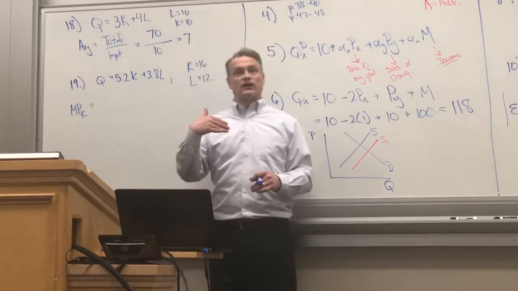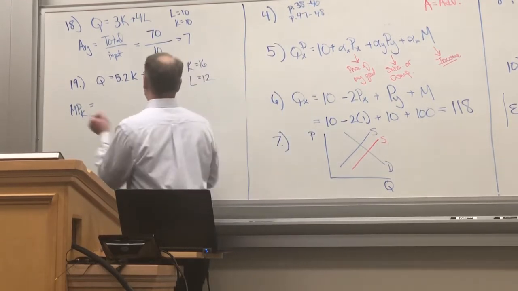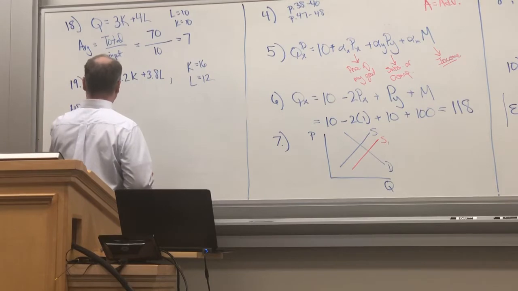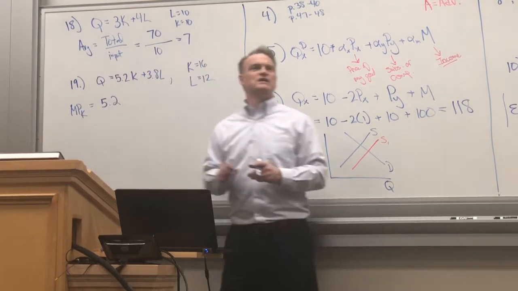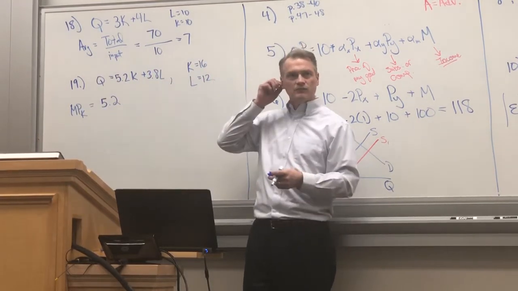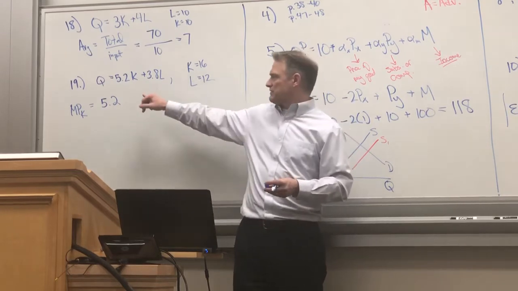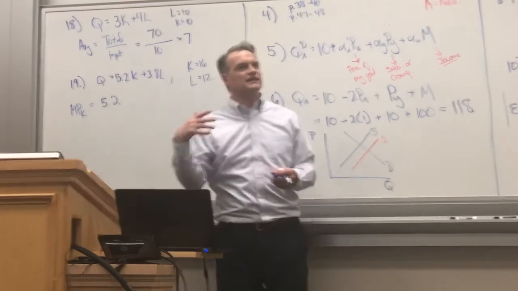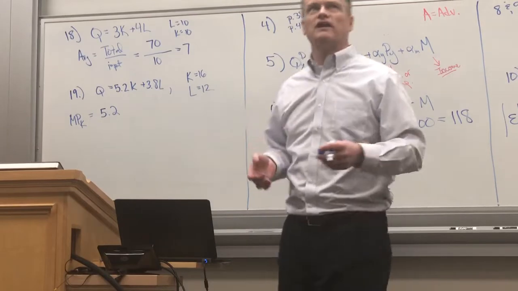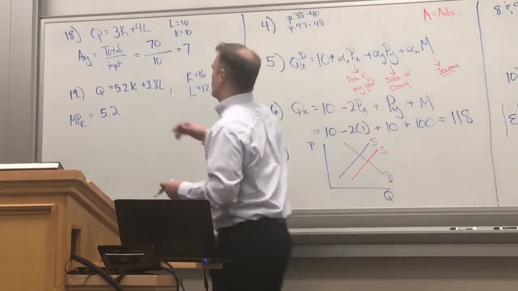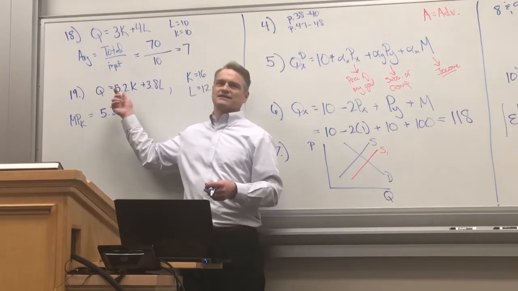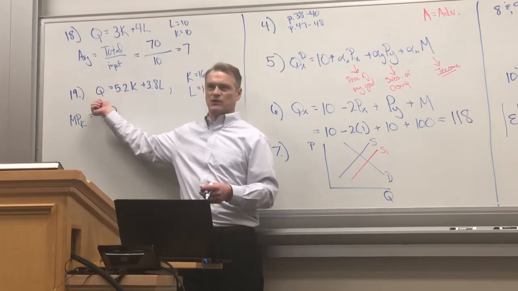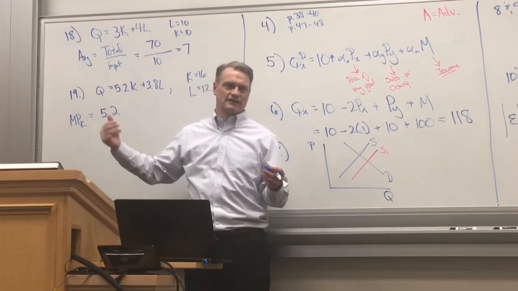Okay, not with a straight line. Where it's going to matter is in just a second when we do it with a curve. But with a straight line, it doesn't matter if I go from 999 to 1,000 or 100 to 101 or 5 to 6. If I add one more unit of capital, this is forecasting. This is saying you're going to get 5.2 more units of output. Okay, it's a straight line.